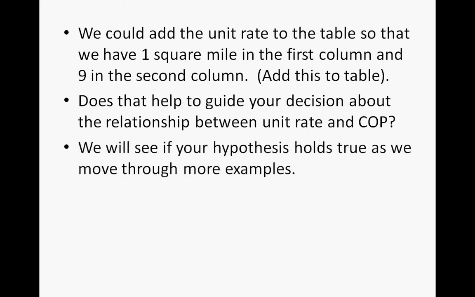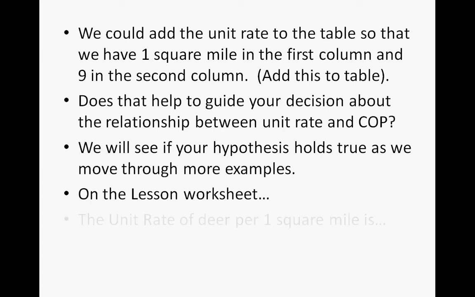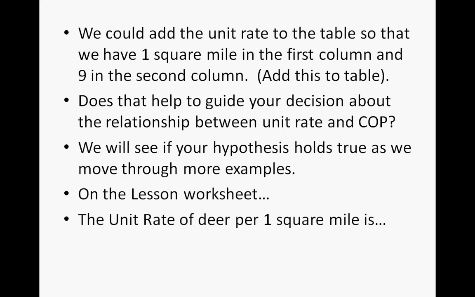Again, you can derive any guess or hypothesis, and we will see if your hypothesis holds true as we move through more examples. Now on to your lesson worksheet. Let's go ahead and complete what we started. The unit rate of deer per 1 square mile is, and you should have written down 9. So it's 9 deer per 1 square mile.